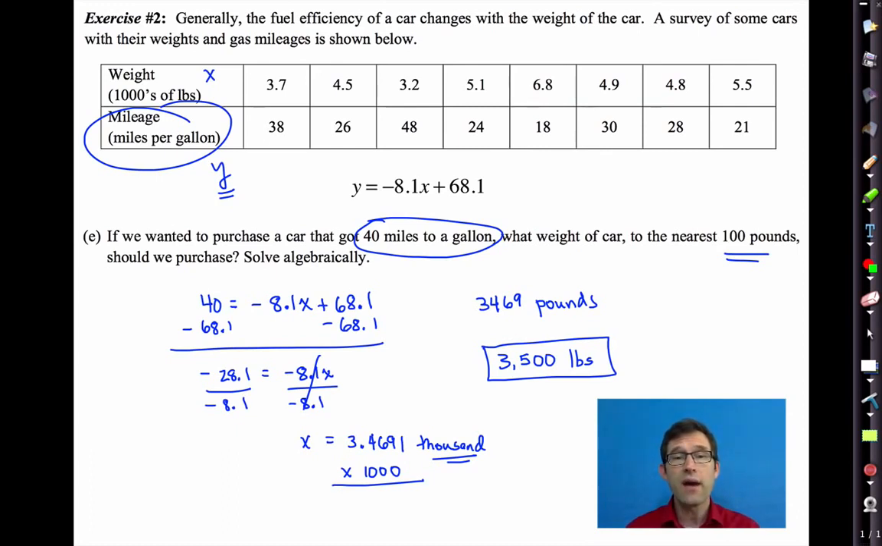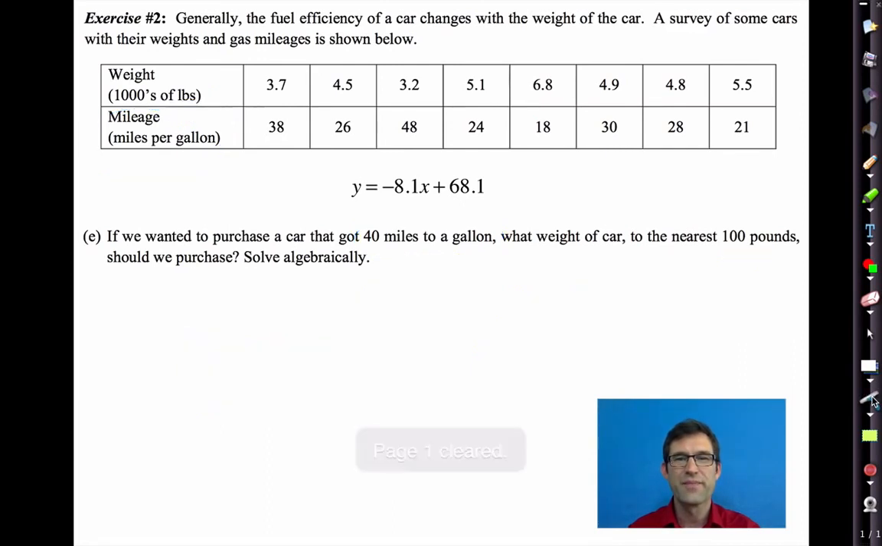So that's it. With any kind of model, especially regression models, if you're asked to use the model, very often you're given an input and asked for an output. That was letter D. Or you're given an output and asked for an input. That was letter E. And it's not too bad. I'm going to clear this out, so write down what you need to. All right, here it goes.